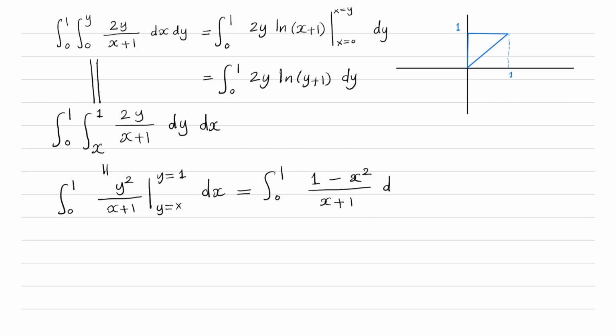dx. But 1 minus x squared is 1 minus x times 1 plus x. So we can simplify here, we get 1 minus x.